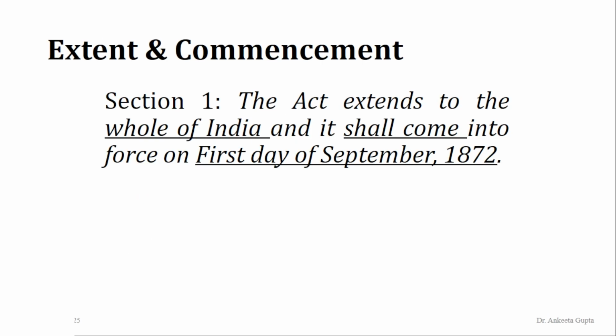The next is the extent and application, or the extent and commencement of the law of contract. According to Section 1, the Act extends to whole of India, and it has come into force on 1st of September 1872. It is worthwhile to note that there have been no exceptions with respect to the application of the law of contract. And therefore, there were various exceptions that had been carved out for various other statutes. So this sort of tells us that the commercial aspect with respect to the application of the law of contract is going to remain the same.